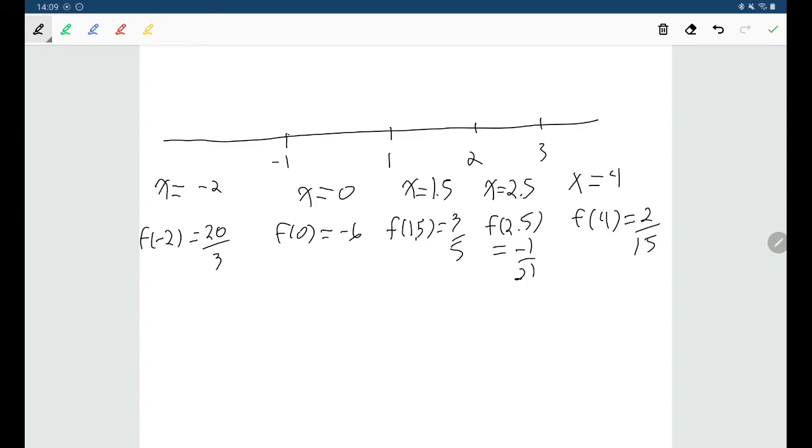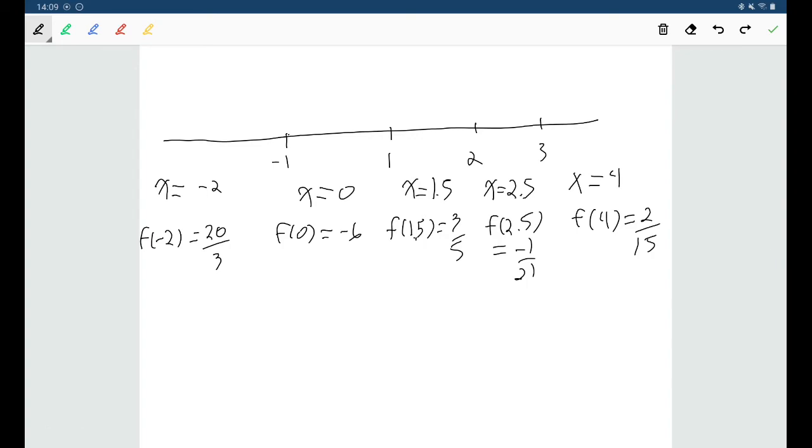So of course, this went fast for me because I already did these calculations in advance. For you, when you're doing these, you'll have to, of course, do the calculations of putting negative 2 into f of x and finding out what the y value is, then doing the same for 0, then doing the same for 1.5, 2.5, as well as for 4.